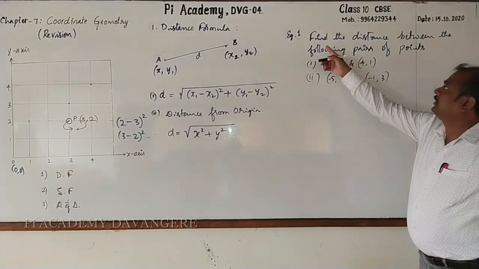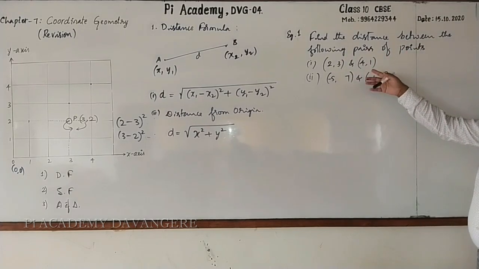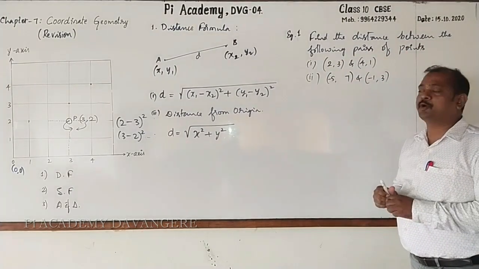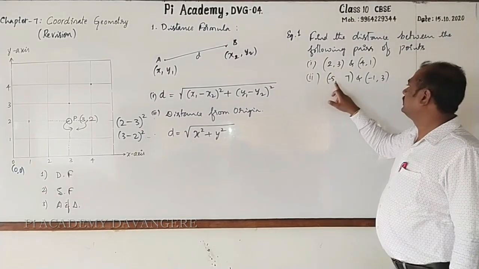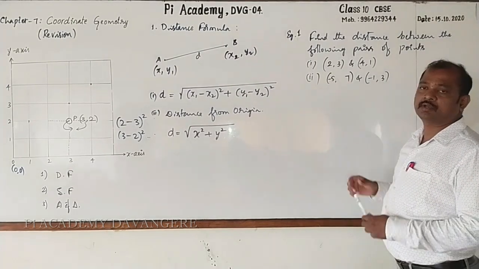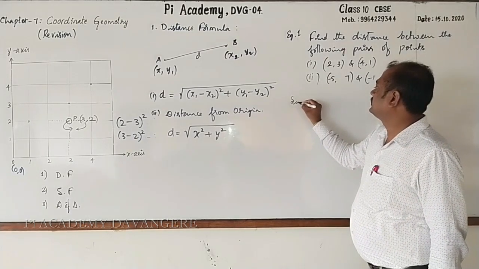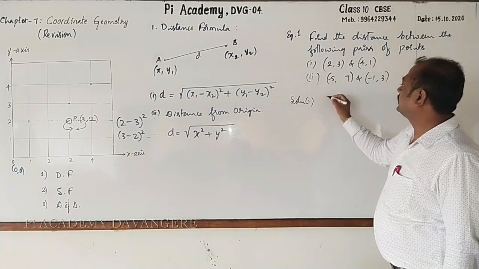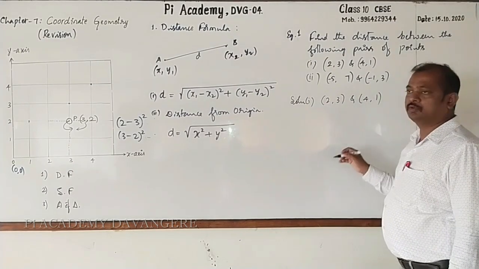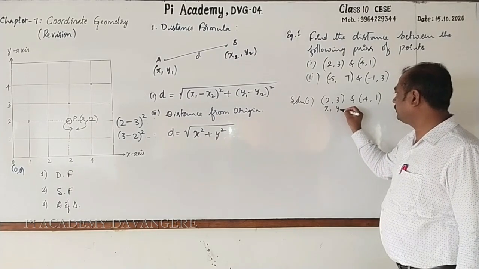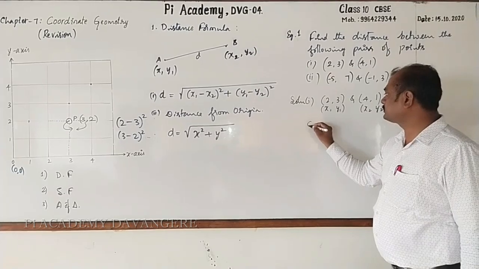Go through this. It is, find the distance between the following pairs of points. Here we have taken 2 pairs of points. One is (2, 3) and (4, 1), and another one is (minus 5, 7) and (minus 1, 3). Let's find the distance. Yes, the first one, that is (2, 3) and (4, 1). You may take this as x1, y1, and the second one as x2, y2. Then what is the distance formula?